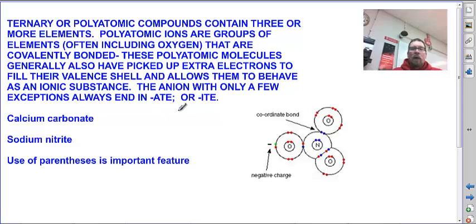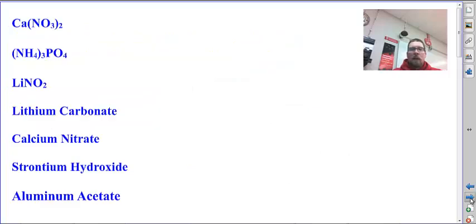Now, with only 2 exceptions that we work with, hydroxide and cyanide, an identifying feature of polyatomic compounds is they end with an AT or an IT ending. Okay? And as we'll see in writing the formula, parentheses are very important. So, let's look at some examples. Again, the thing to decide is where is the positive and the negative.